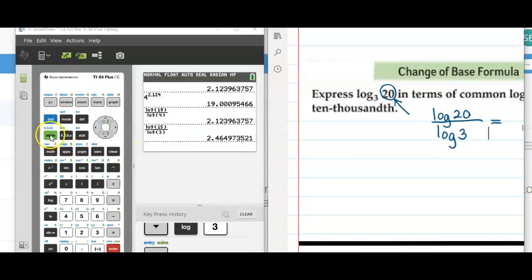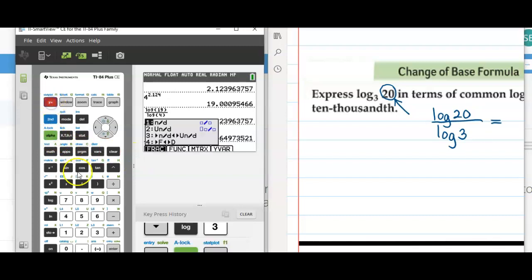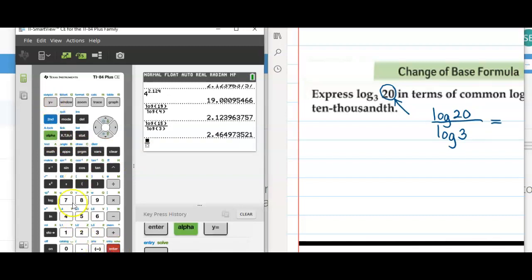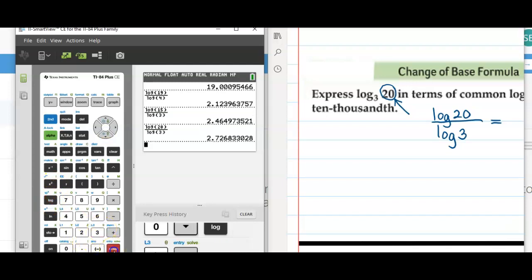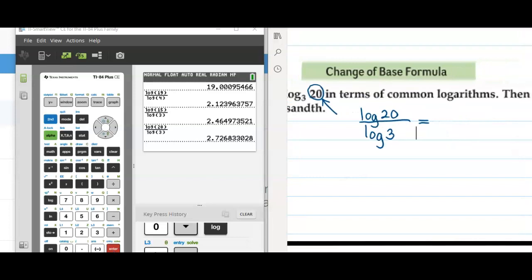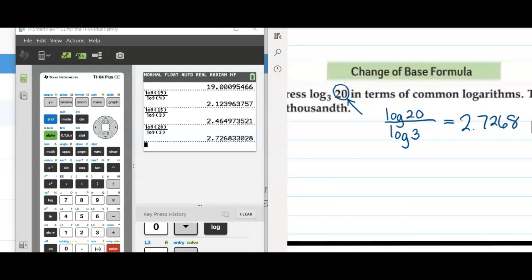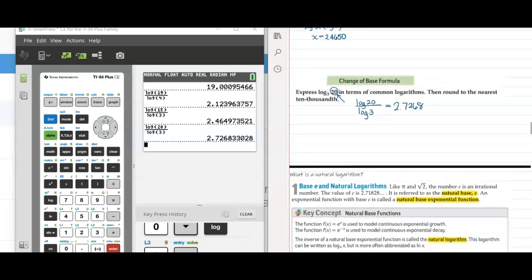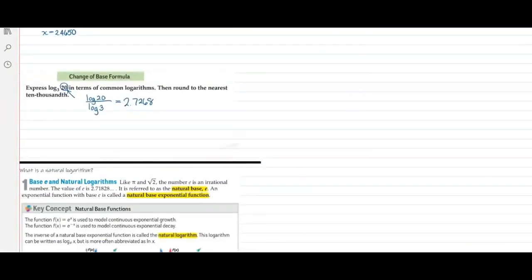The log base 10 of 20 is my numerator, and the log base 10 of 3 gives me 2.7268. That's how we can use our change of base formula with our calculator.